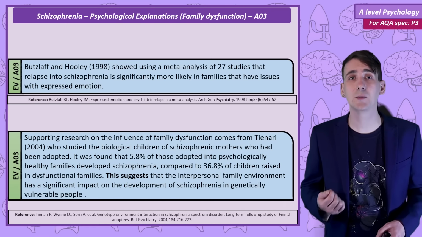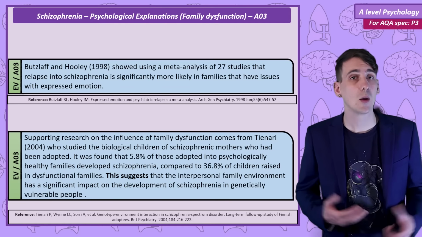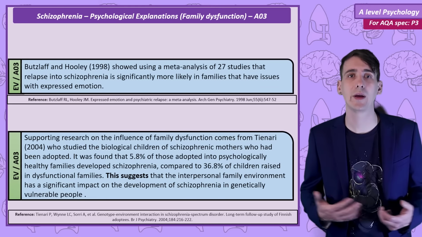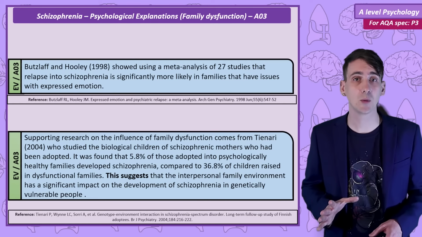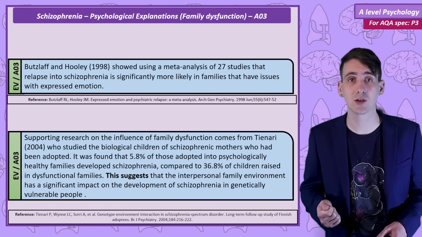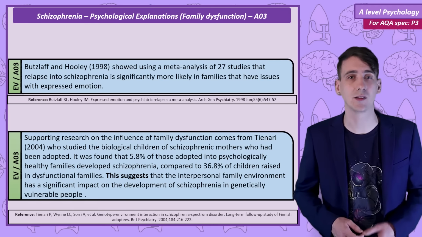This suggests that interpersonal family dynamics does have a role to play in the development of schizophrenia. But we could add to this that it also suggests that psychological factors may not tell the whole story, as these were people who were genetically vulnerable, and 5.8% of those raised in psychologically healthy families developed schizophrenia, far higher than the 1% expected in the general population.